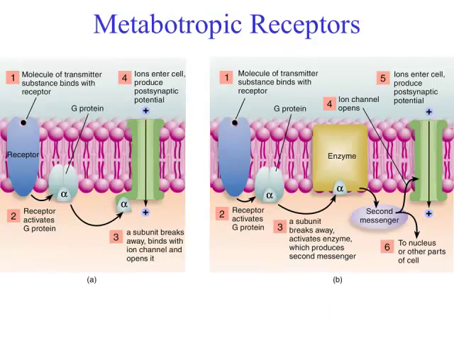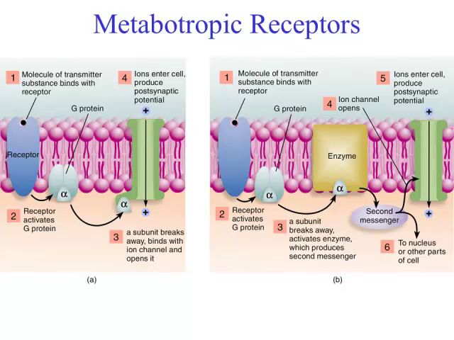Now let's compare this to the metabotropic receptors. Without me even explaining it, you can already tell it's more complicated. There's not just one type of metabotropic receptor. There's actually a bunch of different types. This is just 2 examples, but there's a bunch of different ways that this could actually happen.